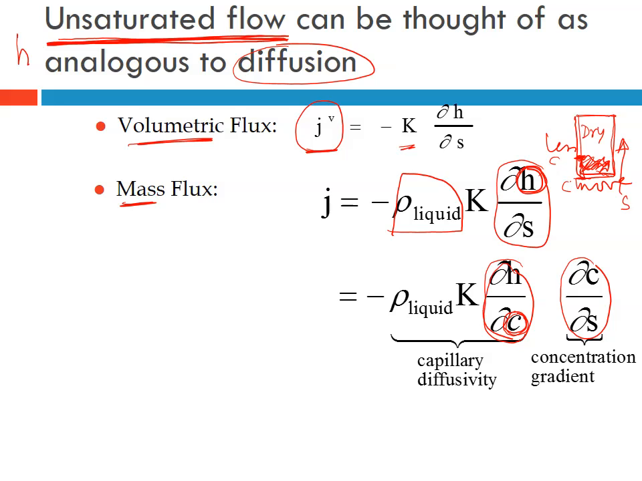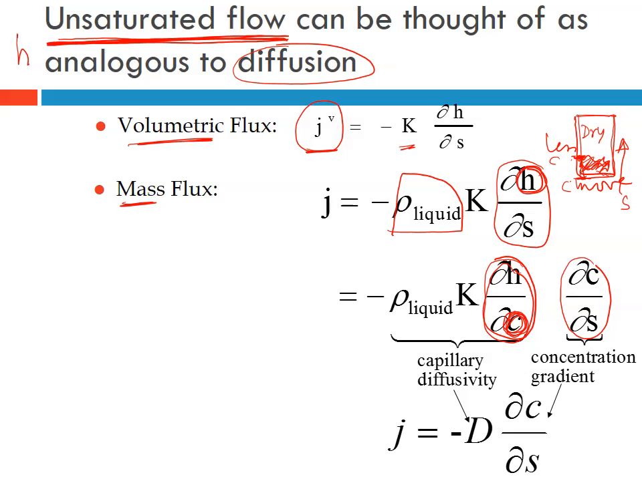So this del H del C is how the pull for the matrix is felt by the water, and how that varies with amount of water. So if there's more water, like here, the pull is much less. When there's less water, the pull is much more. So it has to do with the property of that material. How much does it attract water? We will talk about that in a second.